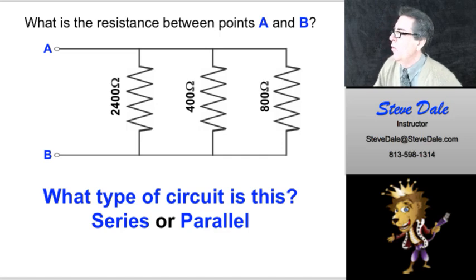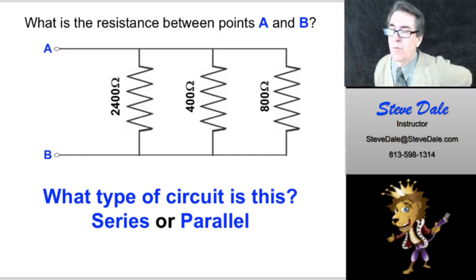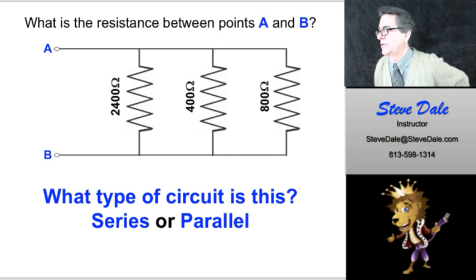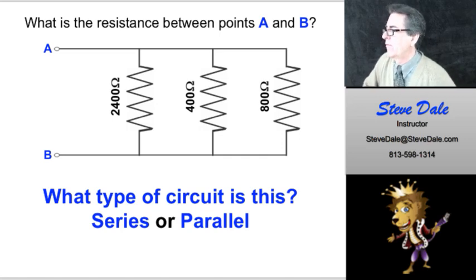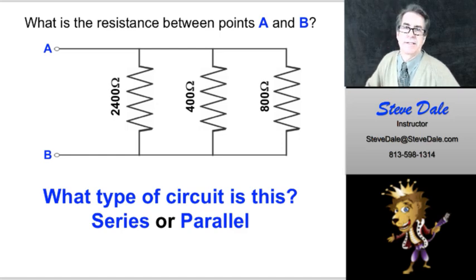Let's hope so. What is the resistance between point A and B? This is one I give to the students during my workshop, and I actually give them about 15 minutes to figure it out. Some people have trouble with this, quite a few actually. You've got 2,400 ohms, 400 ohms, and 800 ohms. First of all, what type of circuit is this?